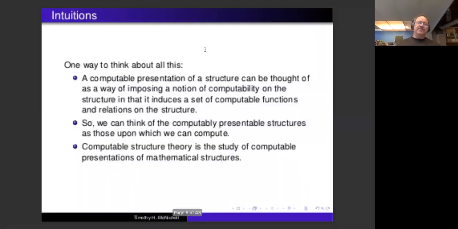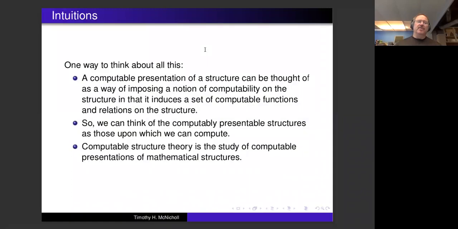Maybe some more intuition. When we form a computable presentation of a structure, like a group or a field, we're imposing a notion of computability on the structure. We're saying how we're going to define computability on it, and we can think of computably presentable structures as those on which we can compute. Computable structure theory can then be used as a study of computable presentations of mathematical structures.